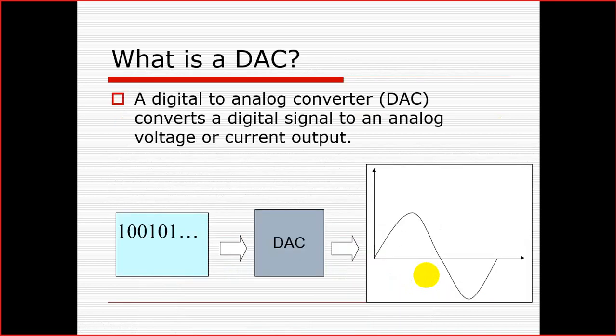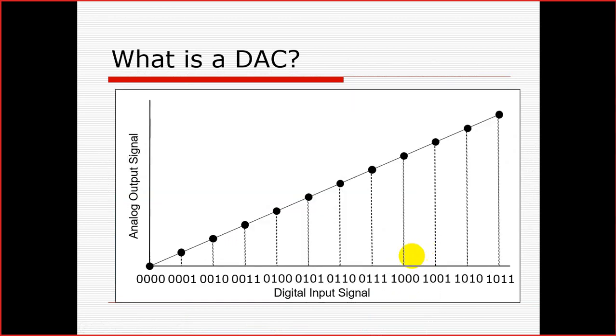So what is DAC? A digital to analog converter converts a digital signal to an analog voltage or current. Suppose this is the digital value. By using the DAC, you can convert this value to an analog signal. Look over here. This is the digital input signal. This one a value, this one another value, this one another value, this one another value. So these are different digital input signals, and finally, if we just connect different dots, we get a continuous shape. That's our analog output.